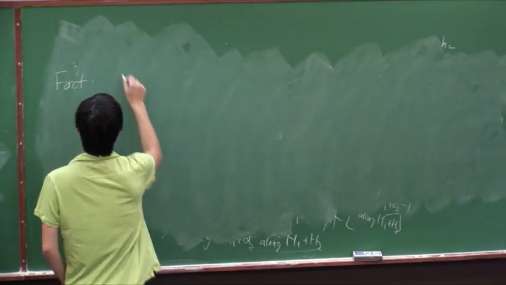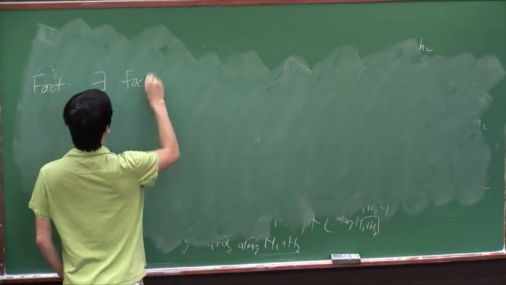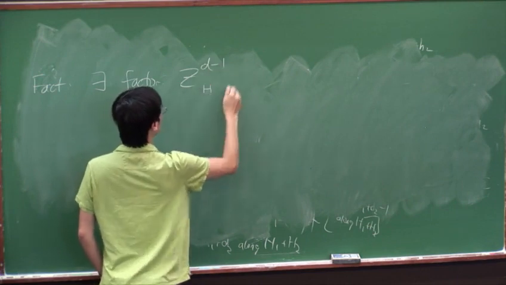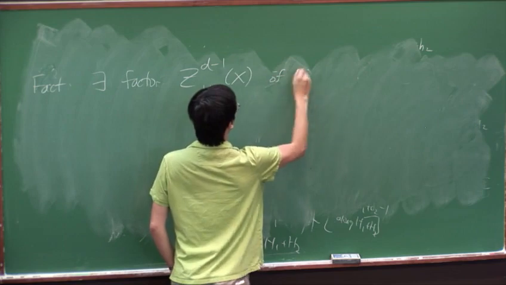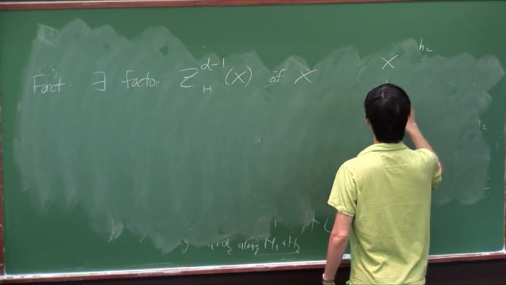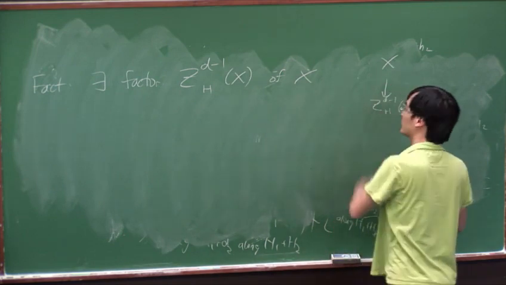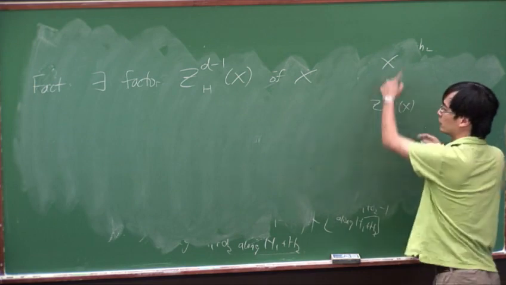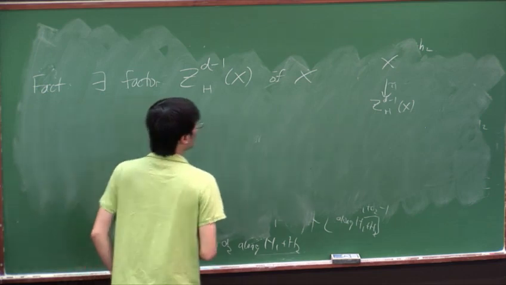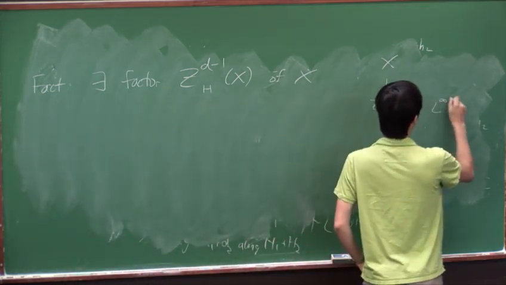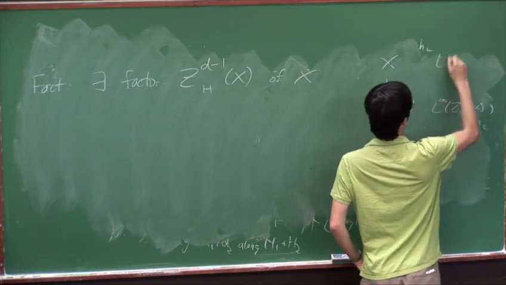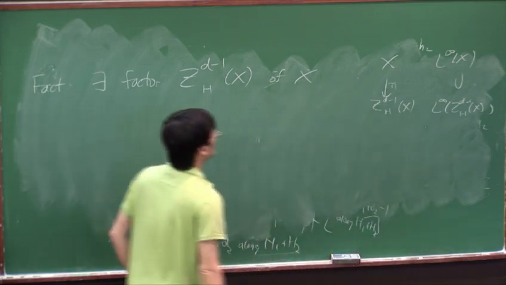which is that there exists a factor, Z^{d-1}_H(X). So a factor, what that means is that there's some factor map. This is again a G-system, this is a G-system, and there's a projection map from here to here, which preserves the measure and preserves the action, which in particular means that anything that's bounded over here embeds back into a bounded function upstairs.